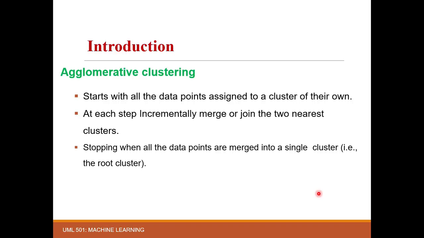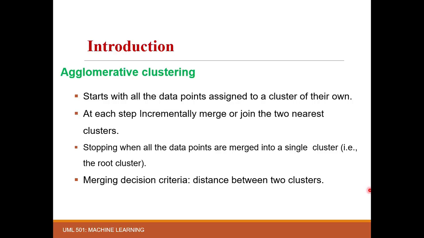So you have to stop this agglomerative clustering algorithm whenever all your clusters are merged together into a single cluster named as root cluster. Merging decision criteria is the distance between the two clusters. That means how you're gonna decide which cluster to merge, you have to decide on the basis of distance between two clusters. That can be measured using Euclidean distance, Manhattan distance, and any other metric. But here we're gonna use Euclidean distance, and it is mostly used by many algorithms. As I've already told you, it is a bottom-up approach.